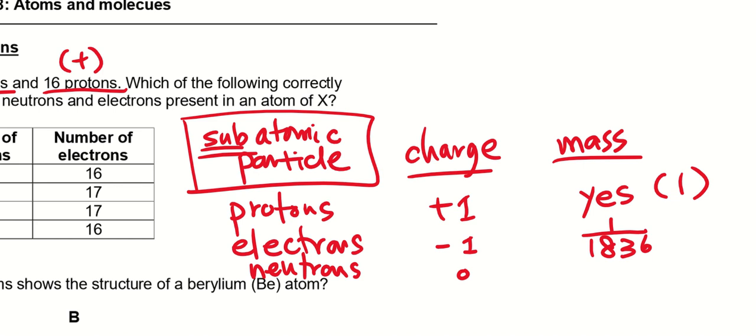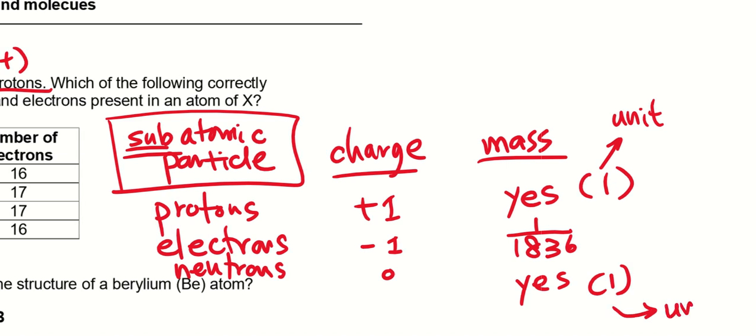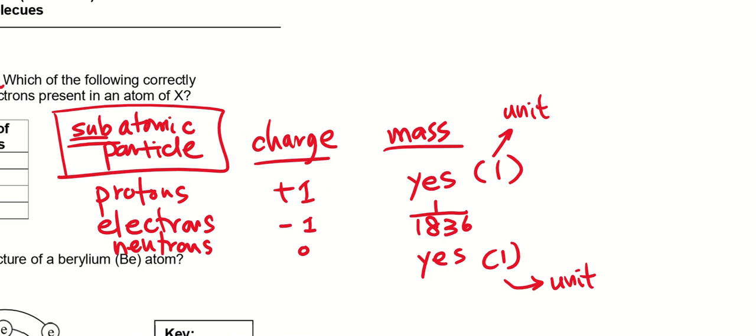Okay, how about neutrons? Also have mass. I give it maybe 1 unit. So neutron also has 1 unit of mass. Yeah, protons and neutrons have the same mass. So far, okay? So protons are positive. Who are some of the positive people that you know?